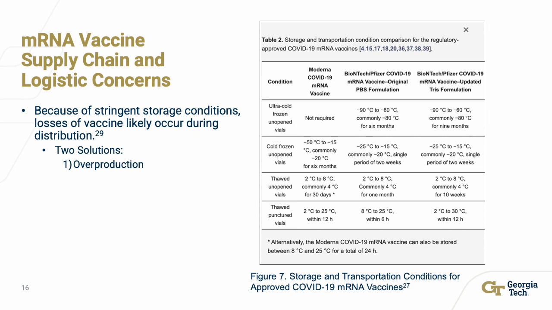Due to the nature of the storage requirements, it's very likely that some vaccines will be lost during distribution and will therefore require overproduction. Although another solution is to develop a more thermostable vaccine formulation, the amount of time necessary to develop a novel formula that would stabilize the mRNA within the vaccine is unknown.